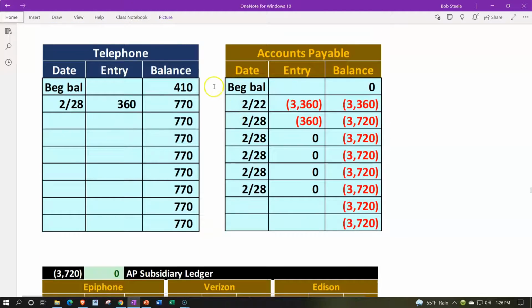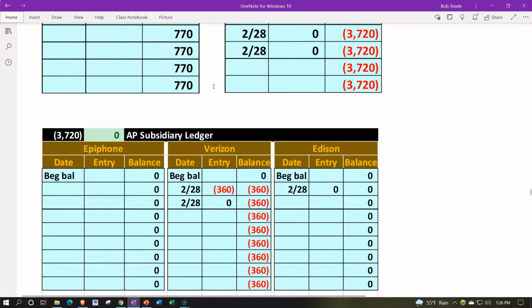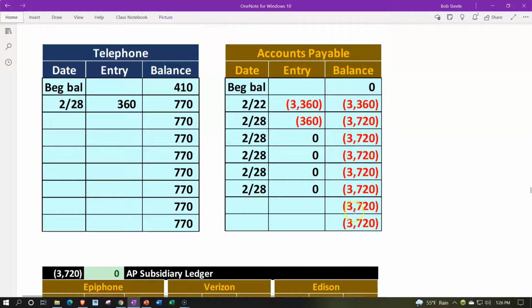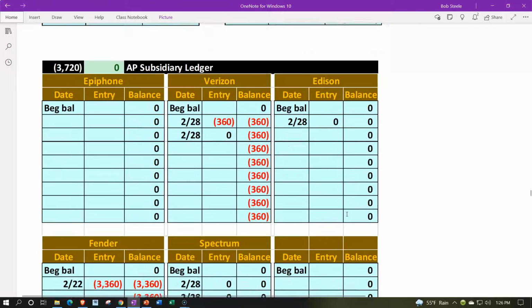Here's the detail with regards to the general ledger, and notice that the subledger is breaking this information out by who we owe. We had an increase to Verizon of the 360. If we add up all the people that we owe, that adds up to 3,720, which ties out to what is on the trial balance and the general ledger.